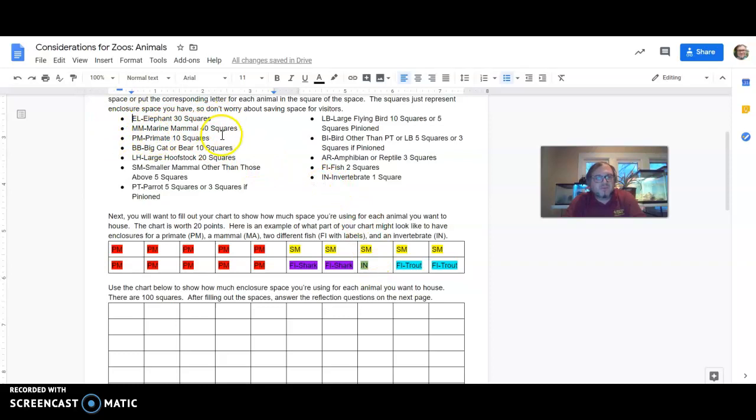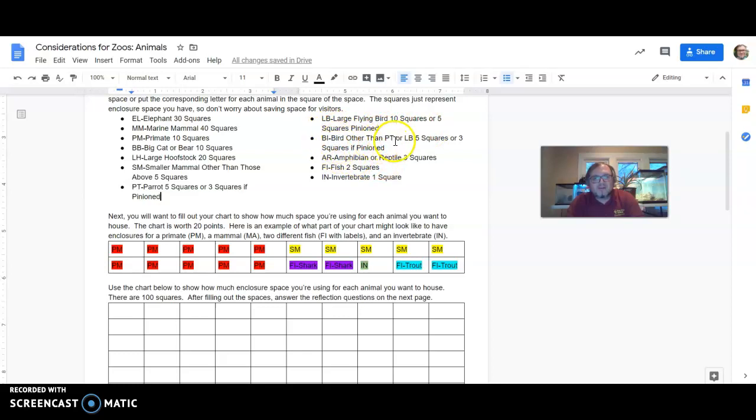Elephants need 30 squares. Marine mammals need 40 squares. The big cat or bear needs 10 squares. LH, large hoofstock, needs 20 squares. PT, parrot, needs either 5 squares or 3 squares if you decided to pinion that animal. So again, think about pinioning as we presented it in the slideshow and whether or not you want to do that. LB is a large flying bird, 10 squares, or again, 5 squares if you chose to pinion them.